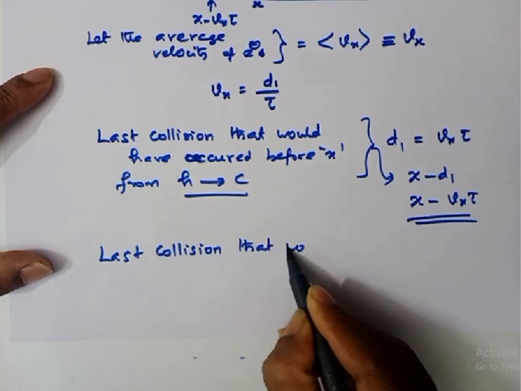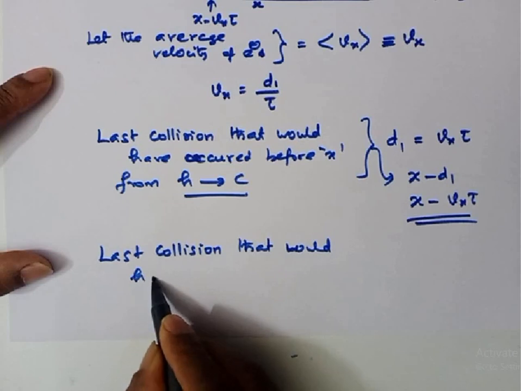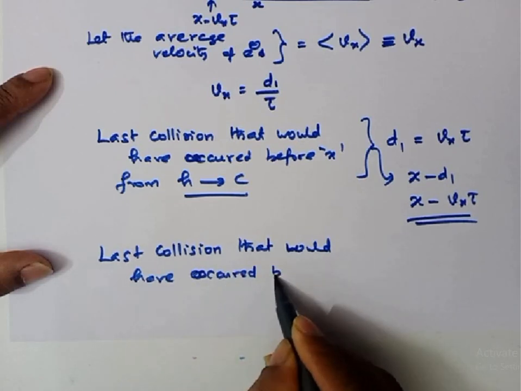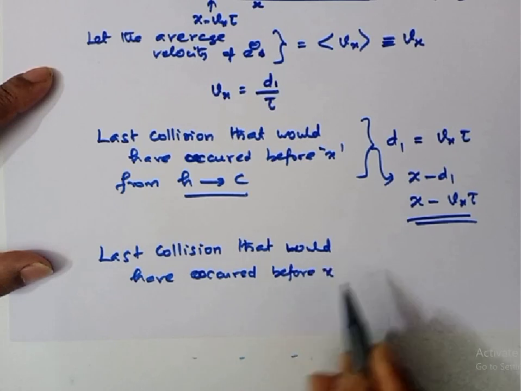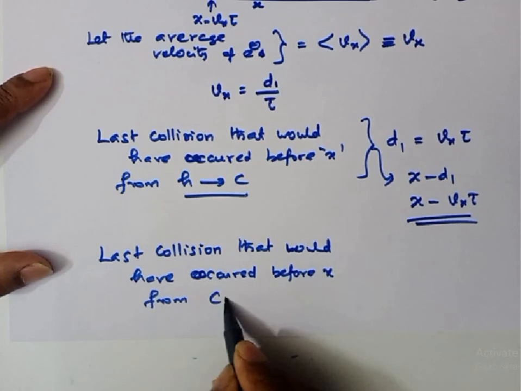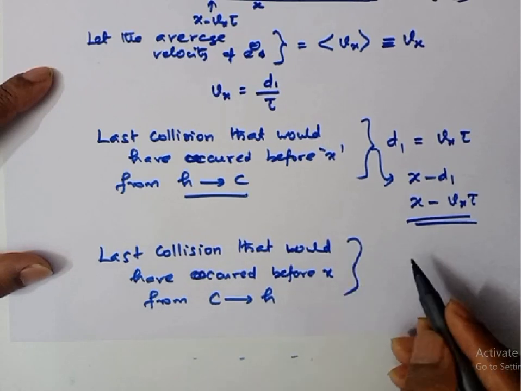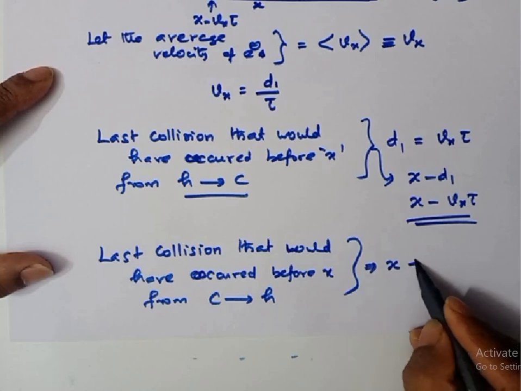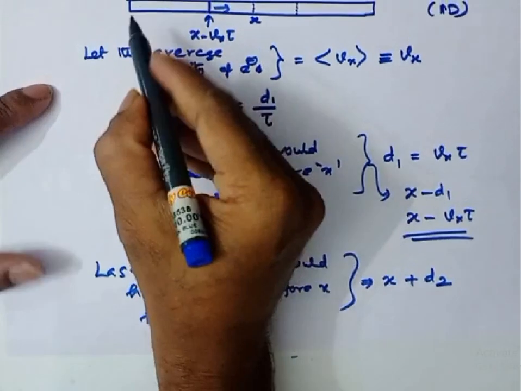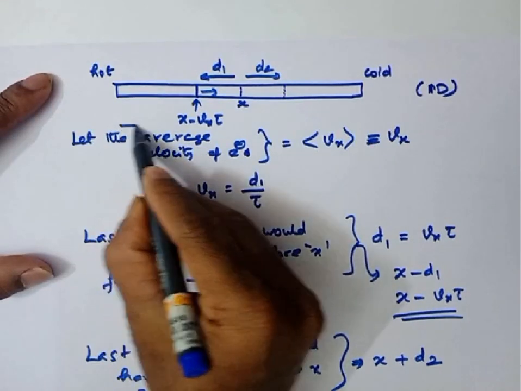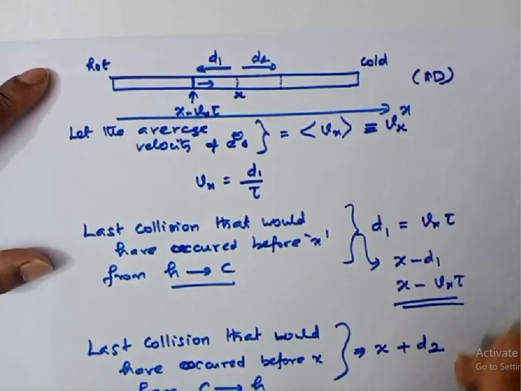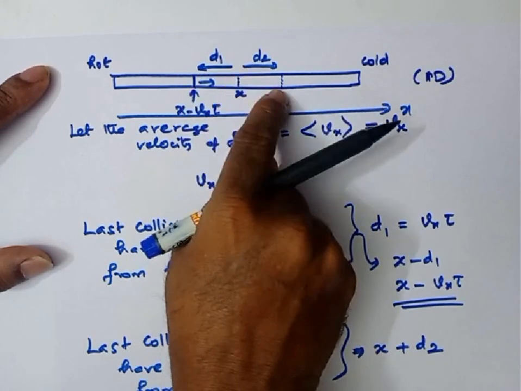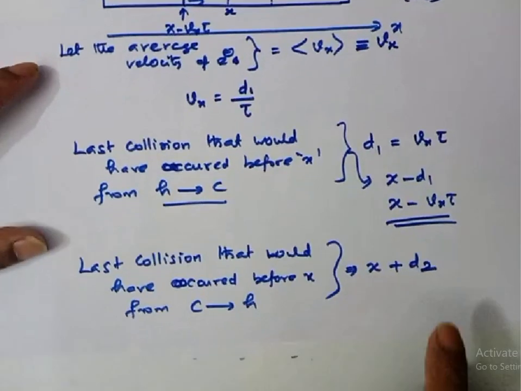So the last collision that would have occurred before x, from cold end to hot end, let me represent that point as x plus d2, because x increases from left to right. So carefully, the x value increases from left to right. So this point is x minus d1, and this point is x plus d2.